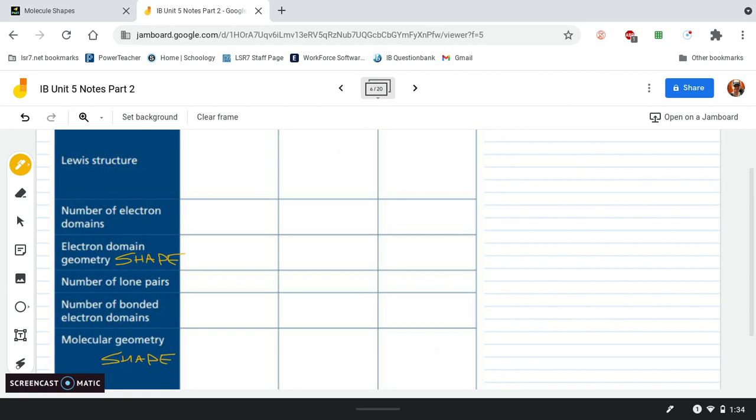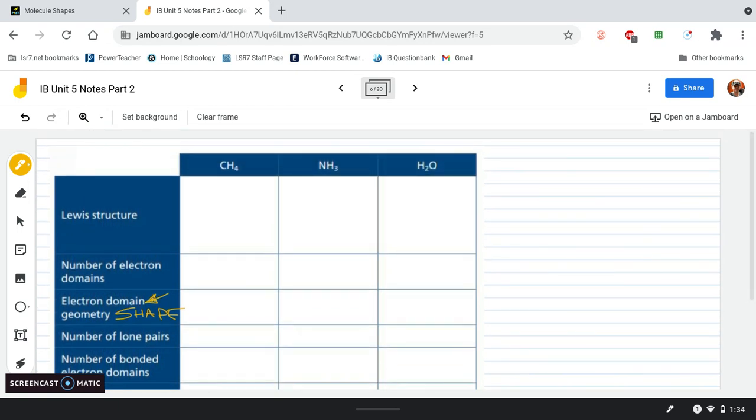Bonded electrons, lone pairs, all the good stuff. But really, we're going to try and figure out that whole A, X, etc. So I'm going to put the A's and X's in here with the electron domain, and then we'll get it all sorted out. So let's start with the CH4, and let's go through the whole process.